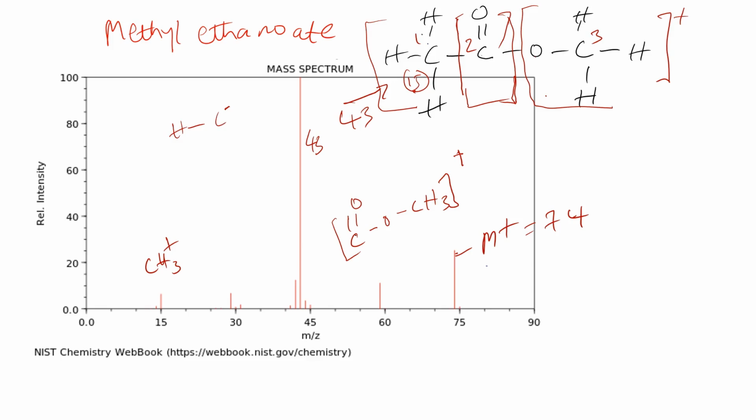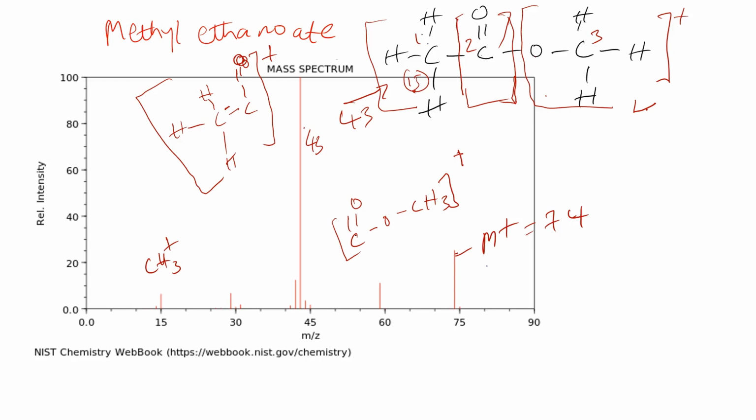These fragments correspond to 43. And let's look at this other fragment, the value of this other fragment from this side. So basically 74 minus 43, and that gives us 31. And that 31 corresponds to this peak here.